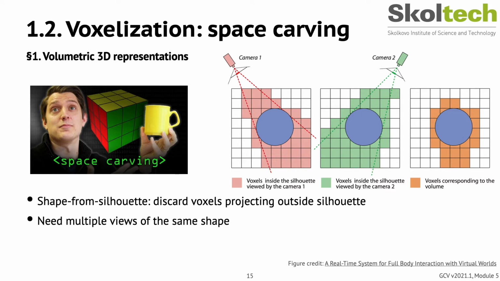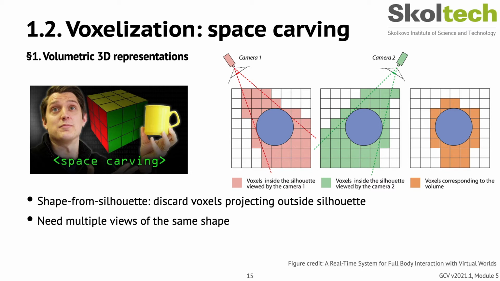voxels inside the silhouette viewed by camera 1 are depicted in pink, and the ones in the silhouette of camera 2 are depicted in green. So by discarding all the voxels that project outside one of the cameras, we are able to obtain an approximation to the volume of the object.